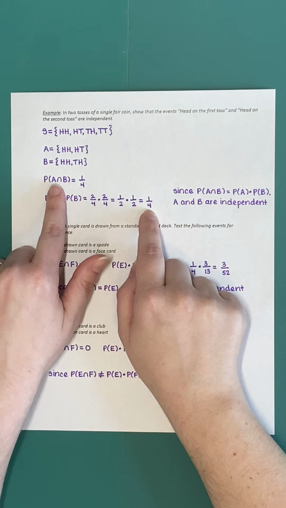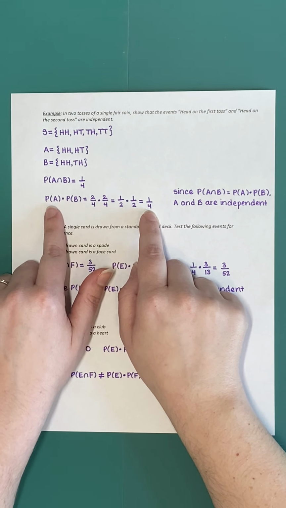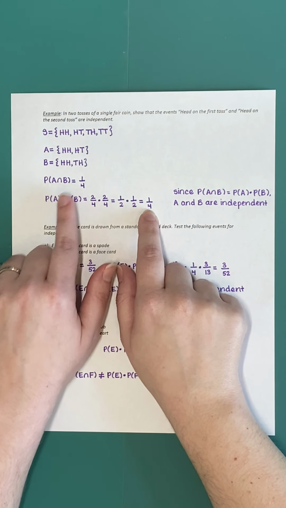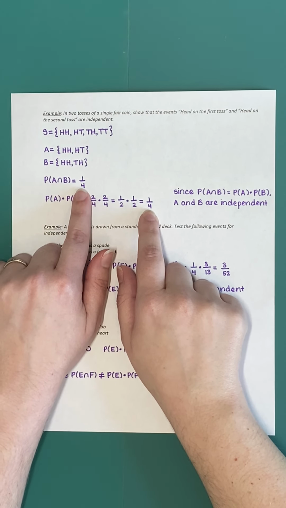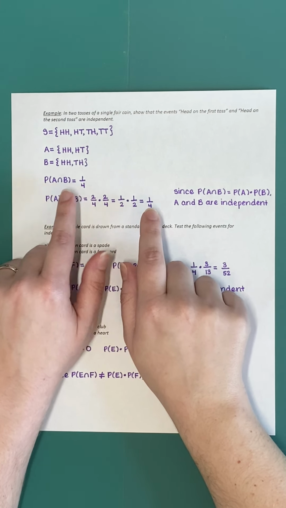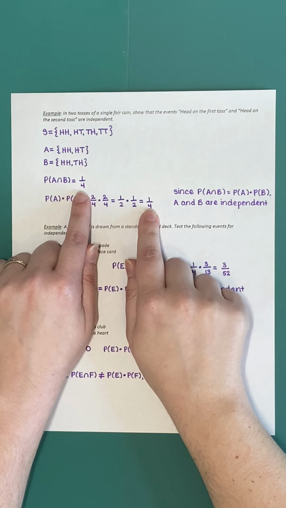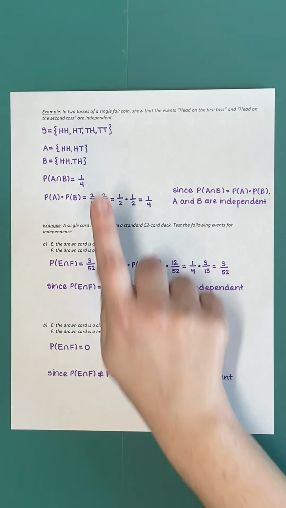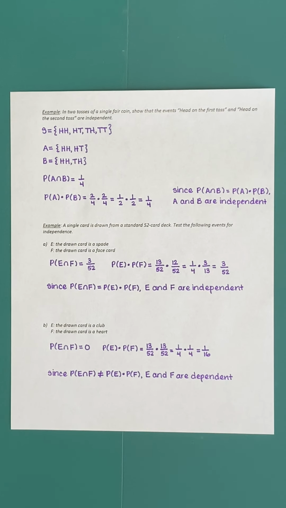Notice that the probability of the intersection and the product of the probabilities of the individual events, both of those expressions come out to the same value. So as long as they come out to the same value, that proves algebraically that A and B are independent. Logically, they should be, because again, logically speaking, whatever you get the first time shouldn't have any impact on what you get the second time, and vice versa. So they should be independent, but this just proves it algebraically.